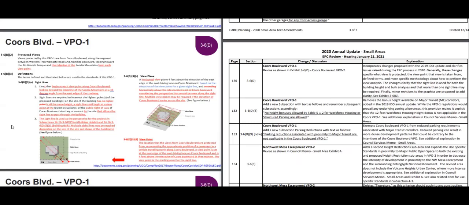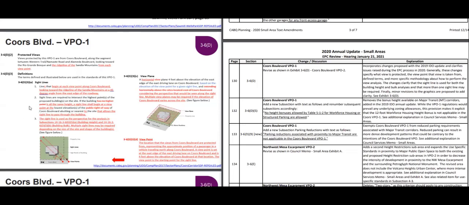The changes clarify that the sightline is used for both the building height and the bulk analyses, and that more than one sightline may be required. Finally, minor revisions to the graphic are proposed to add a little bit more clarity. And again, this is all shown in Exhibit 36D.